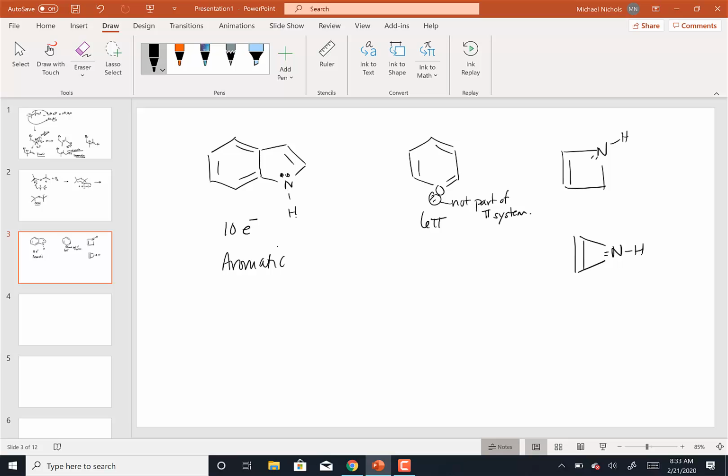How about number 3, the square with the nitrogen? Aromatic, not aromatic, anti-aromatic?